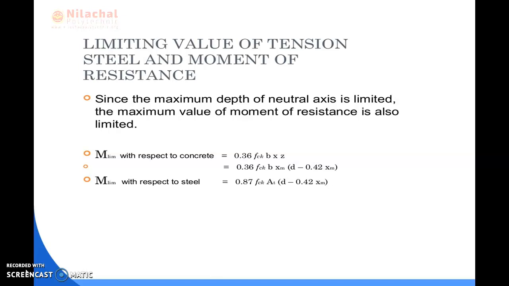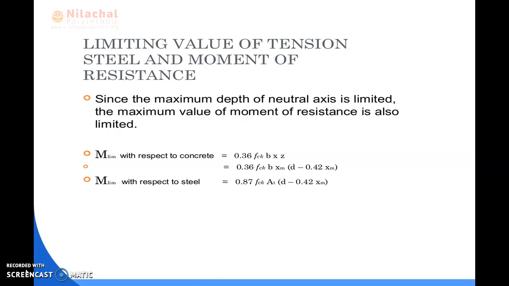So here the maximum value of moment of resistance, that is the Mu limit with respect to concrete, we can write as 0.36 fck b xm into Z. Here b is the breadth of the section, fck is the characteristic strength of concrete, and Z is the lever arm. We put the lever arm value, which is d minus 0.42 xm.